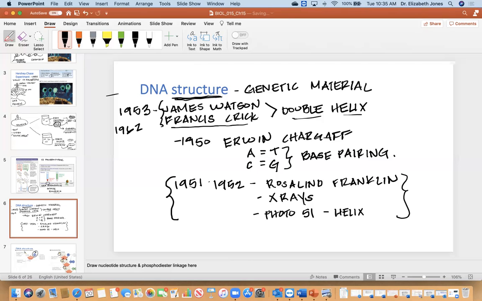Her graduate student at the time, who was also male, suggested that she knew about it. Other folks suggested that she didn't. What we do know is that the relationship between Rosalind Franklin and James Watson was extremely contentious. James Watson is very famous for being very racist in his views and very sexist in his views.